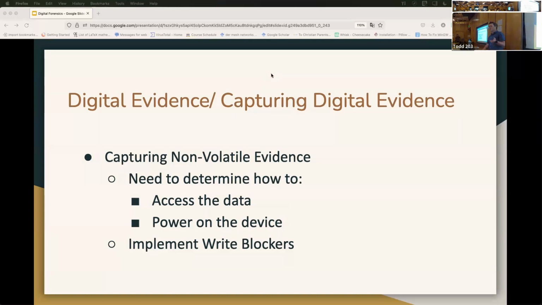Is anybody familiar with what a write blocker is? Yeah, any tool that turns data into read-only, right? This is pretty critical when we don't want to change any of the data on these disks. We just want to sift through it and try to find evidence. So we'll implement write blockers so that we don't change any of the internal data.